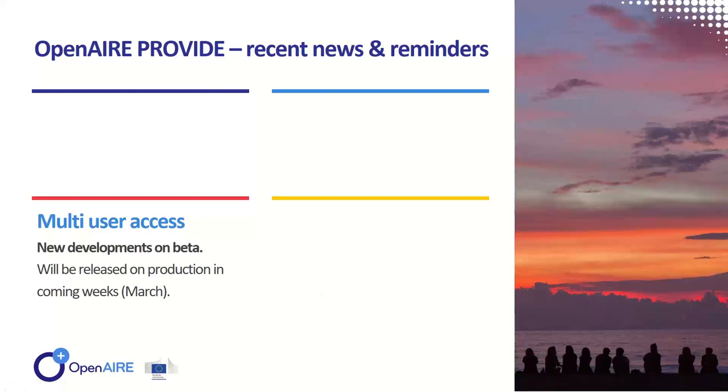Usually I always have this slide to detail some recent developments and provide some information about ongoing developments. This one is about the multi-user access, something that you have been asking for a long time ago, and we are almost there. This is related with our authentication service. In fact, you can already see something in our beta service, which we are playing with in order to prove that we are almost there, and you can test if you visit beta.provide.openaire.eu, you will see already a bit of what we want to implement related with this multi-user access.